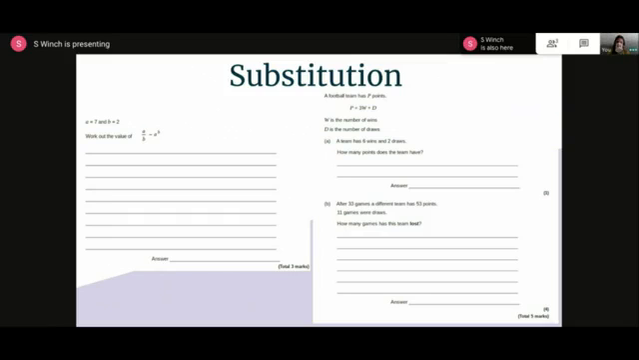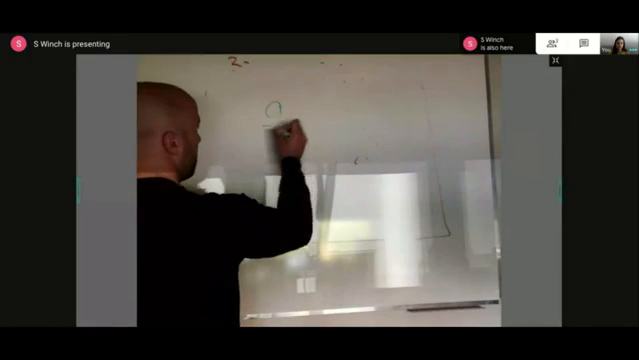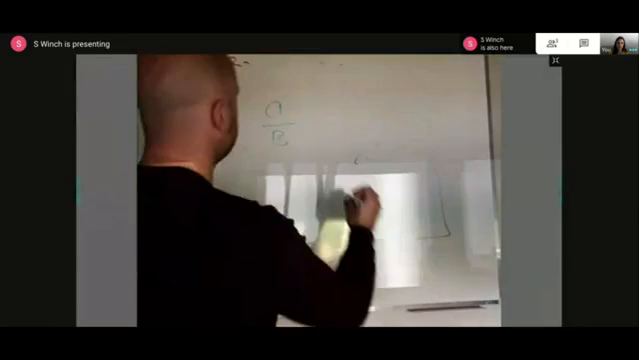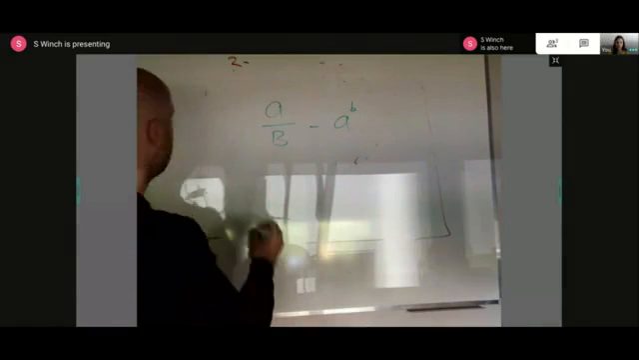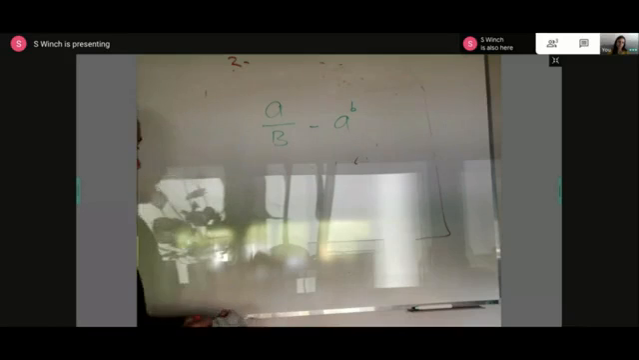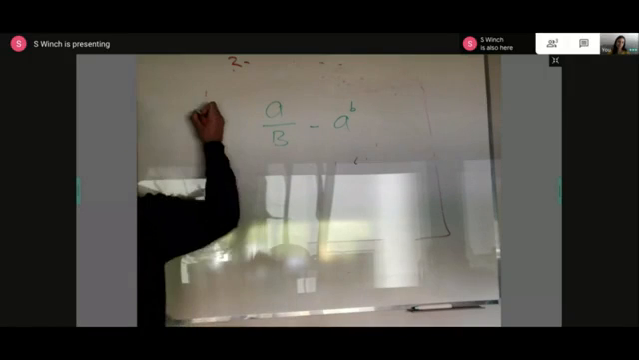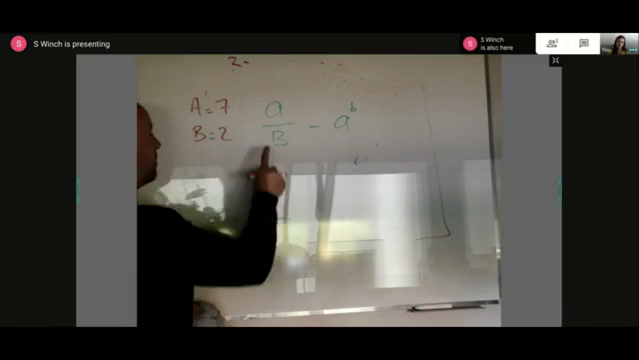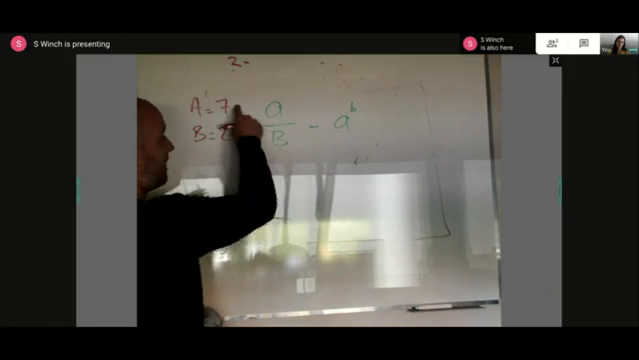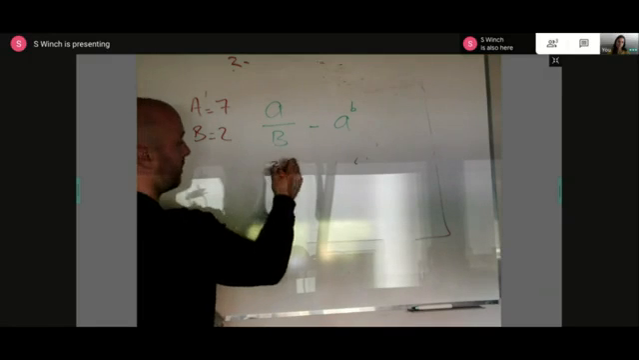So you've got A is 7 and B is equal to 2. So if we go A divided by B, and then subtracted by A to the power of B. Now we know that B is equal to 2, and A is equal to 7. So therefore, we've got 7 divided by B, and 7 divided by 2, which gives us 3.5.